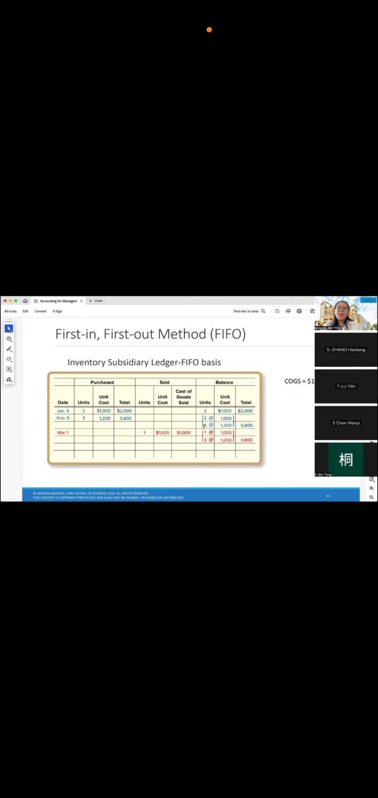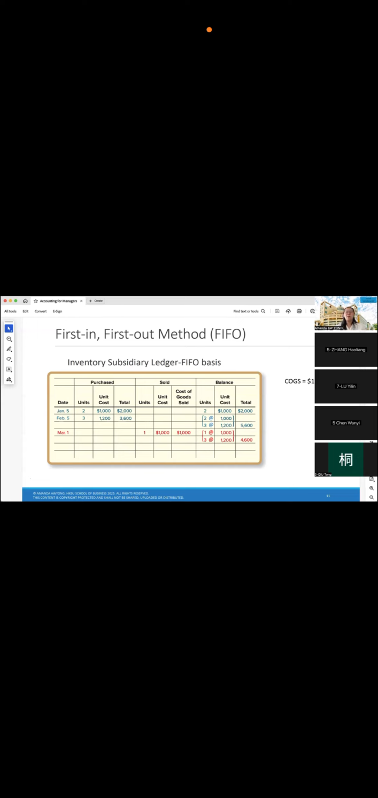On 1st of March, we sold 1 unit, and we know that with first in, first out, the first unit that we bought cost $1,000, and so our unit cost would be $1,000. And the balance would be, out of the 2 units at $1,000, we sold 1 of it, meaning that we have 1 left, and so the balance is 1 unit at $1,000 and the remaining 3 units at $1,200.